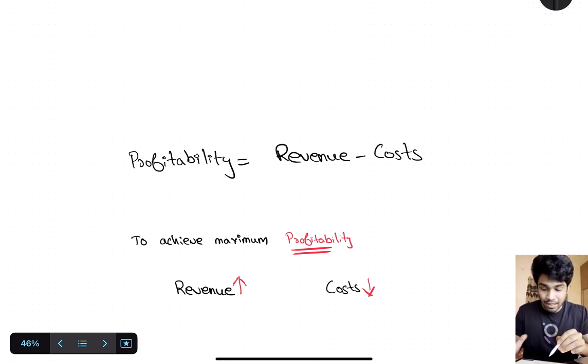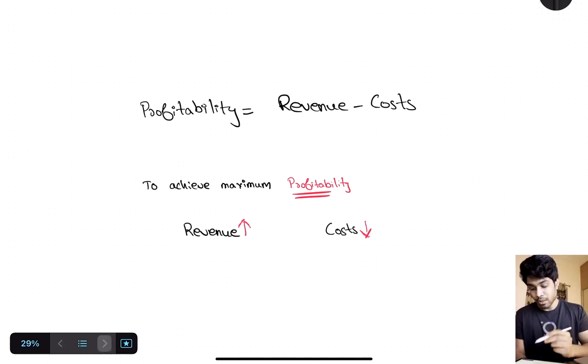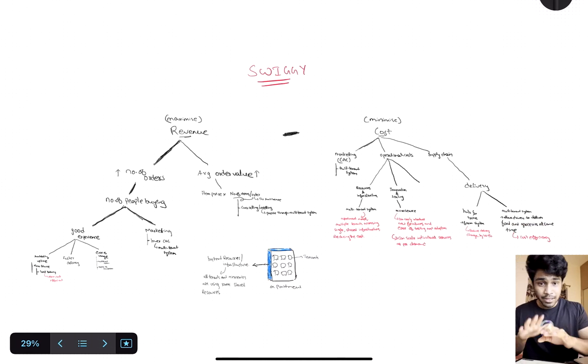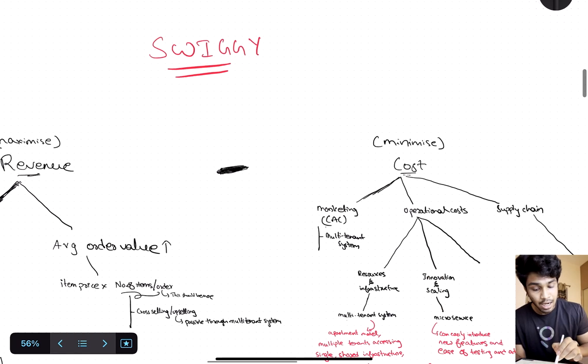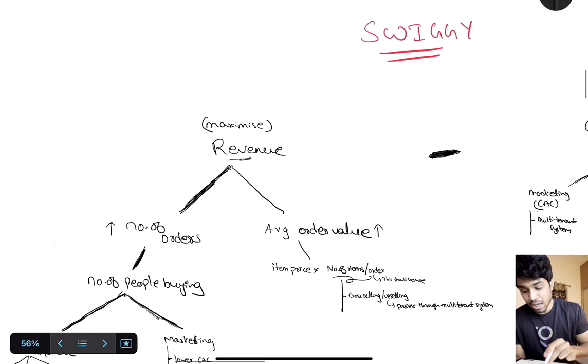So profitability, we're going to decode from that point. Profitability is nothing but revenue minus costs, and any company's main objective is to maximize the revenue and minimize the cost to achieve maximum profitability. So we're going to decode what revenue and costs are going to look like for Swiggy and Zomato. Let's start with Swiggy. This is the basic issue tree structure for Swiggy, and our goal is to maximize revenue and minimize the cost. So we're going to start with the revenue.